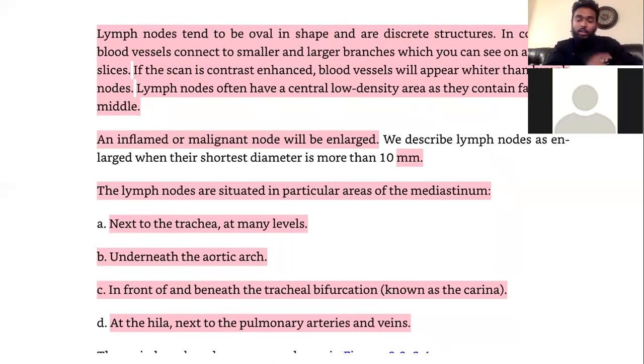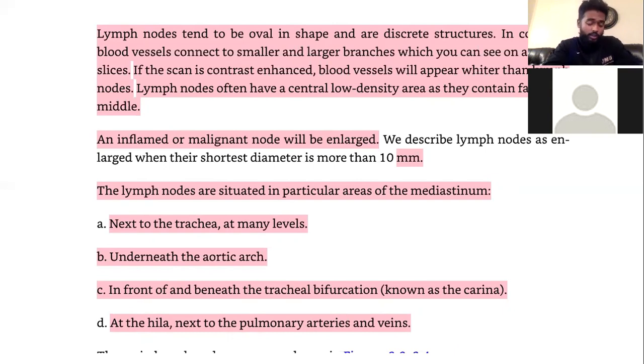Lymph nodes, as it says right here, are oval and discrete. Arteries and veins come from a large artery or vein and then taper off, but lymph nodes don't taper. They're just discrete. The center of a lymph node appears a little low density because it has fat in the center. If the CT has contrast, the blood vessels will be lit up, but the lymph nodes won't be as lit up. Most of the CT scans they show you are contrast enhanced. This is what I've noticed.